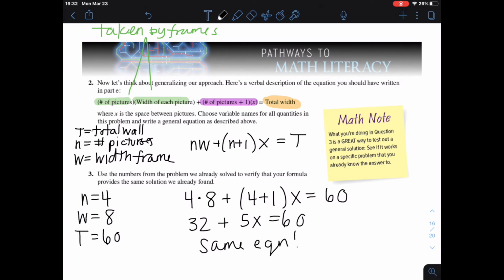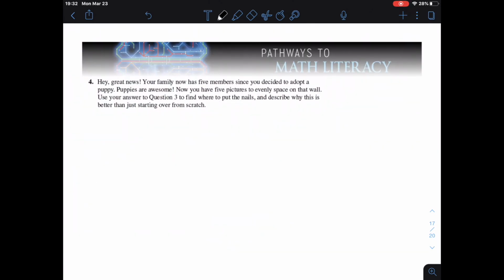So this is our general framework for this particular problem. Now if we want to extend that, maybe we decide to adopt a puppy. Now we want to put a 5th picture to hang on the wall. And we want to do the same work, but now I don't have to go through this same process. I've got the framework down.